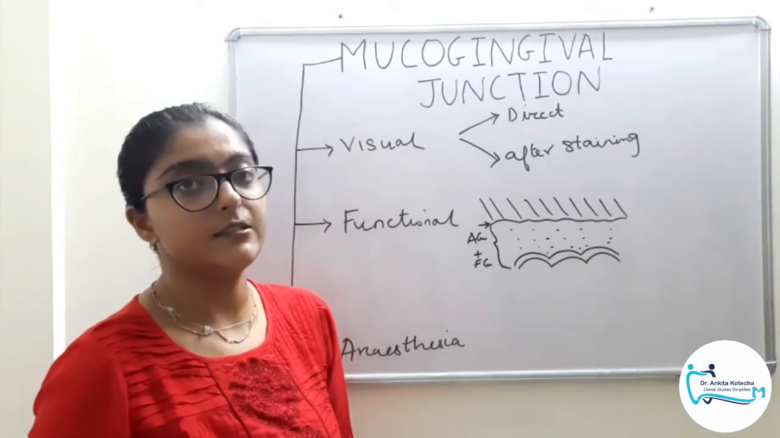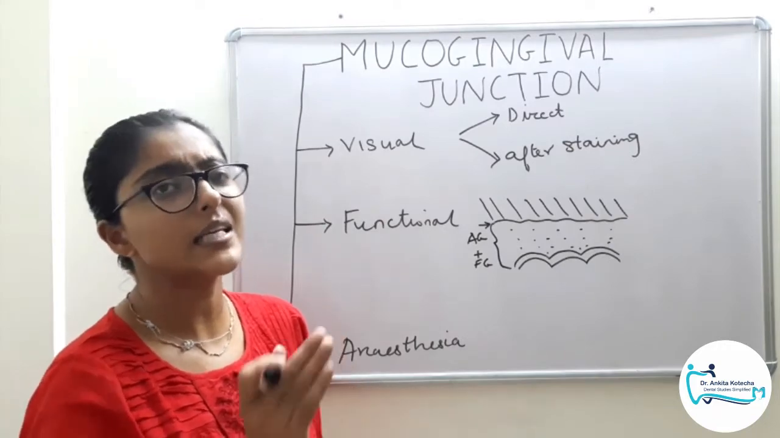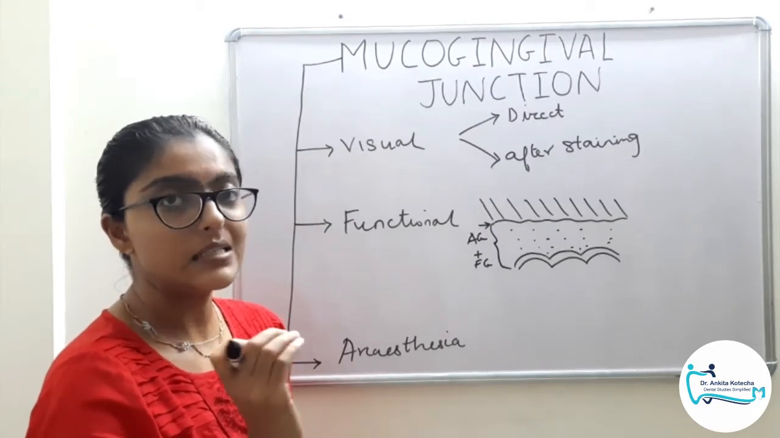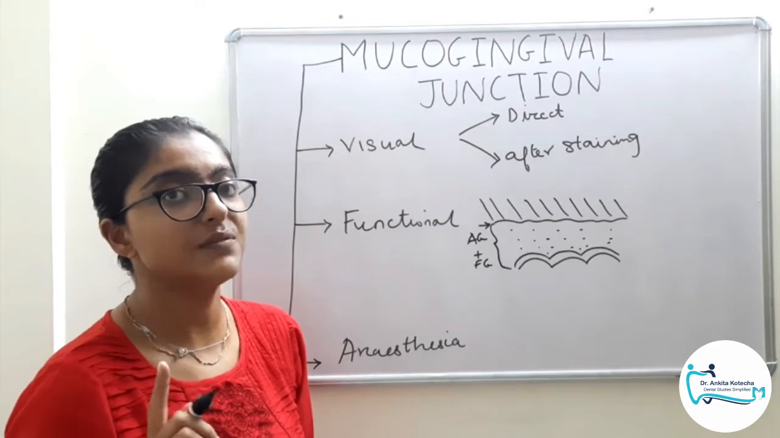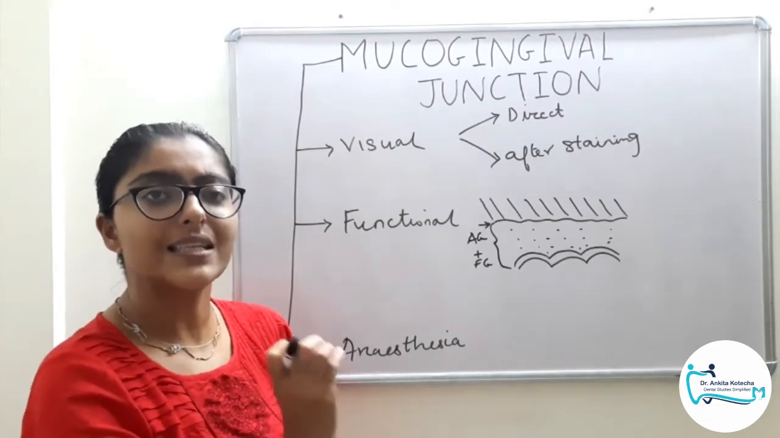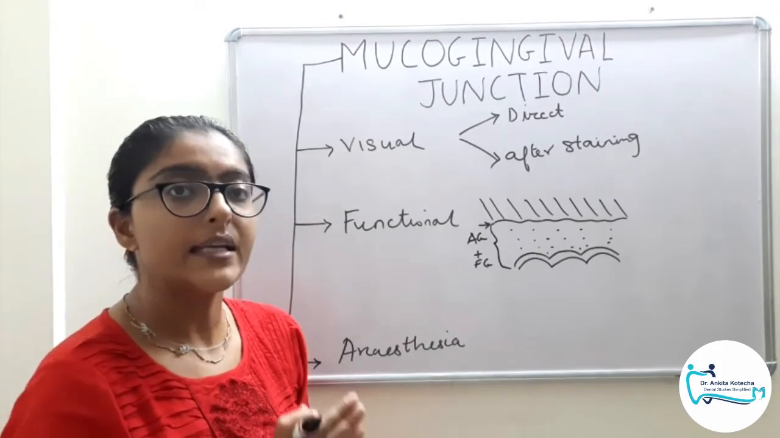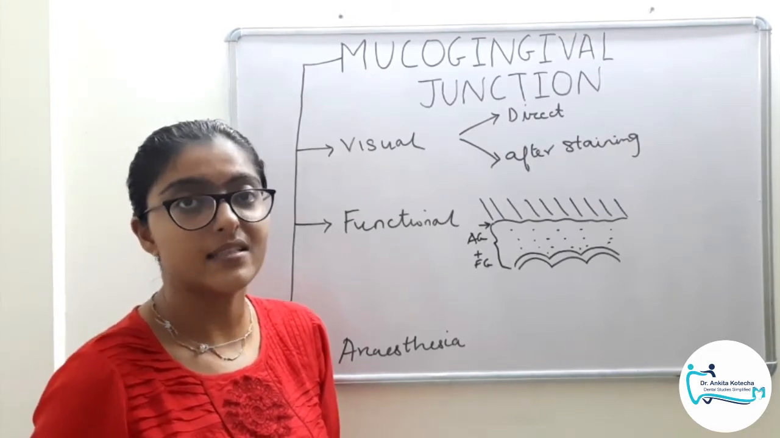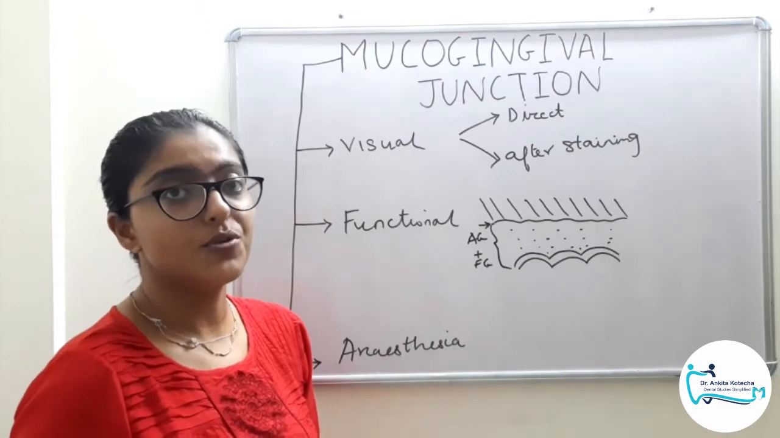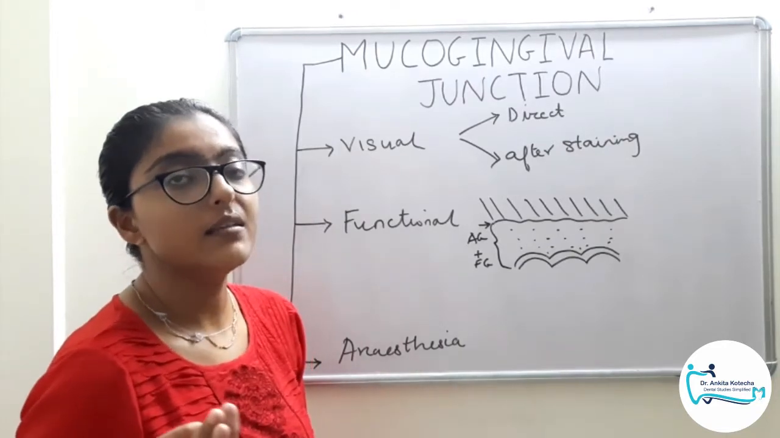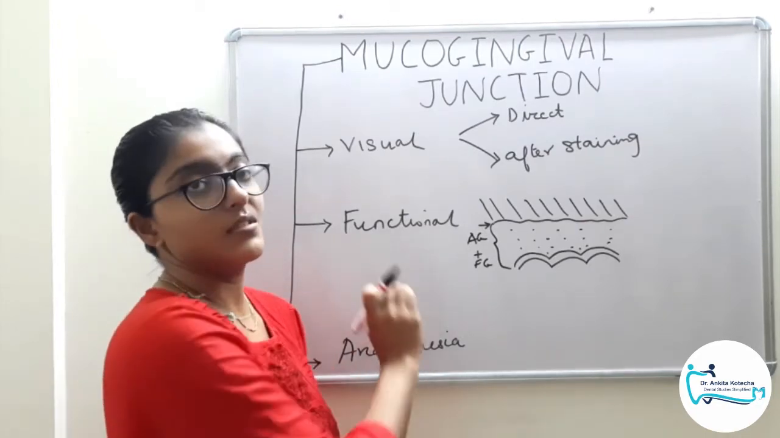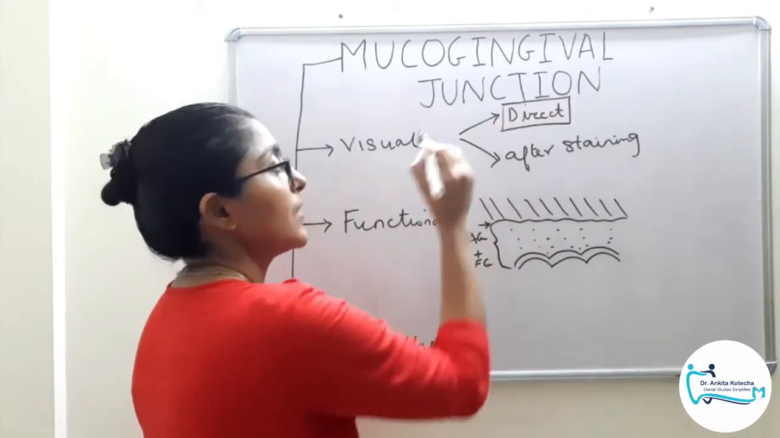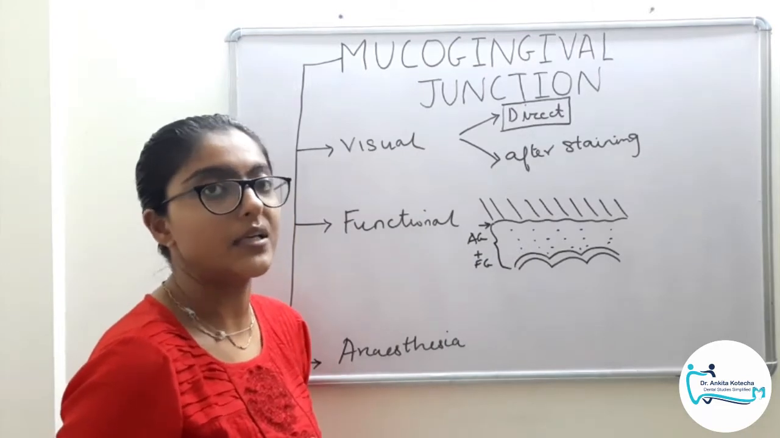So owing to such clinical differences in terms of mainly color and texture, we can easily demarcate the junction between the two different structures, and hence identify the mucogingival junction. This is the first method, direct visual examination. It is the easiest and the most common method used. And it is highly recommended because it doesn't involve any application of external additives or even injecting any solutions as in the anesthetic method, and there is no manipulation in terms of functions as it is with the functional method. So that is why direct visual examination is by far the easiest, most commonly used and highly recommended method.